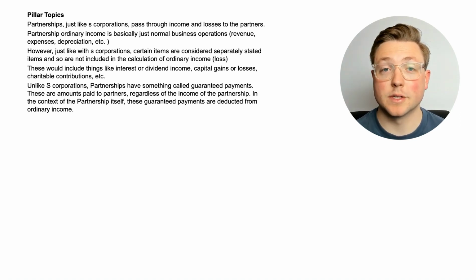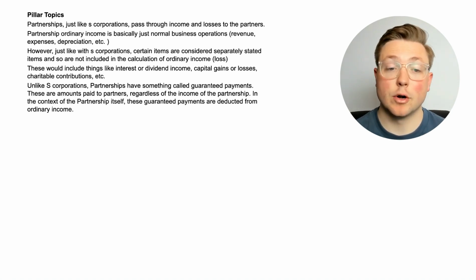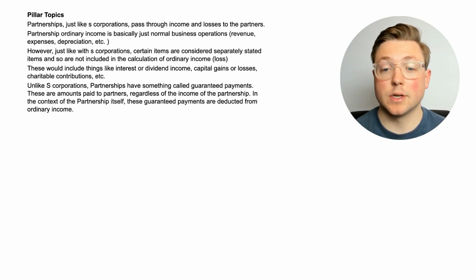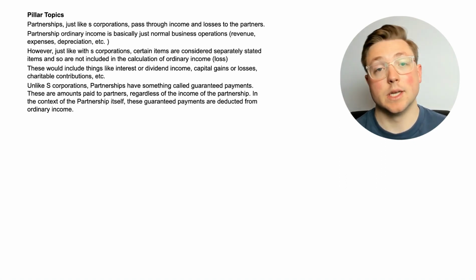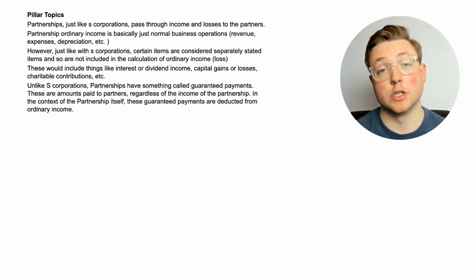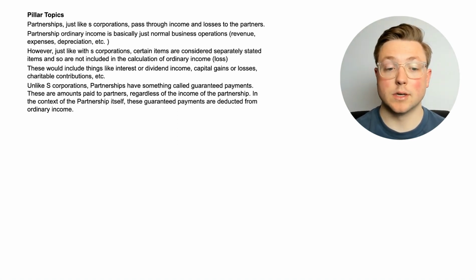Okay, and here are the pillar topics for this video. Partnerships, just like S corporations, pass through income and losses to the partners. Partnership ordinary income is basically just normal business operations like revenue, expenses, depreciation, etc. However, just like with S corporations, certain items are considered separately stated items and so are not included in the calculation of ordinary income or loss. These would include things like interest or dividend income, capital gains or losses, charitable contributions, and so on. Unlike S corporations, partnerships have something called guaranteed payments. These are amounts paid to partners regardless of the income of the partnership. In the context of the partnership itself, these guaranteed payments are deducted from ordinary income.